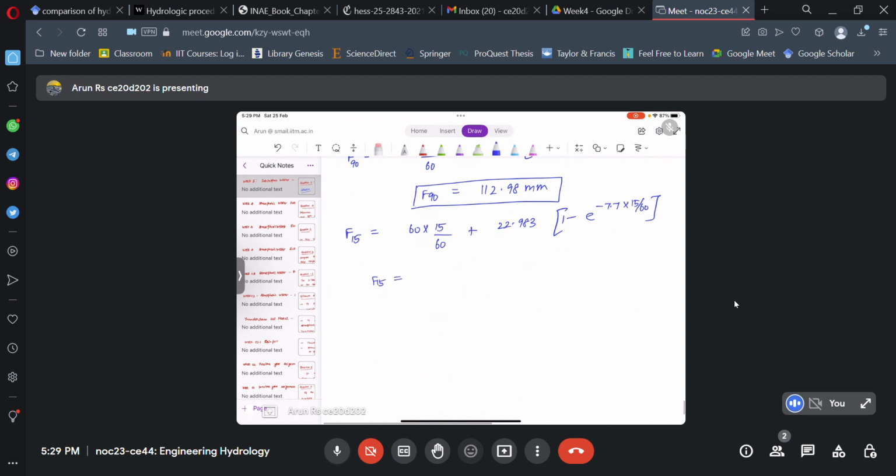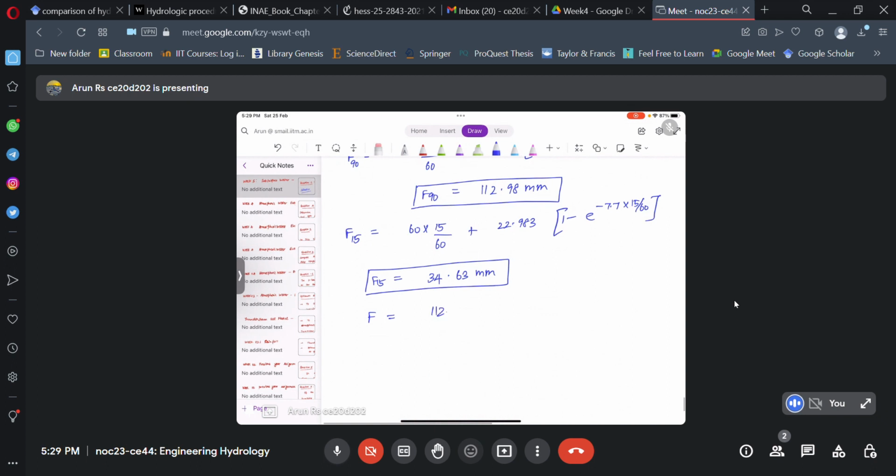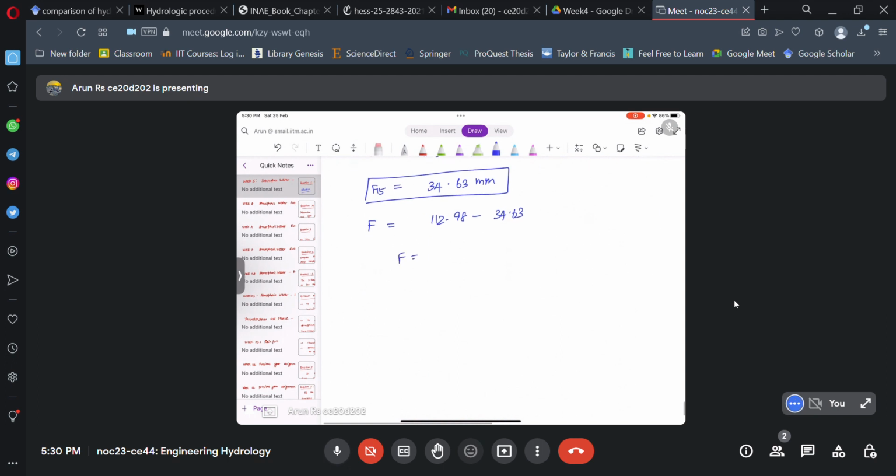So your F15 will be equal to 34.63 mm. So you require between the 15th minute to the 90th minute. So it will be 112.98 minus 34.63. So it is 78.35 mm. So this is the last part of the question.